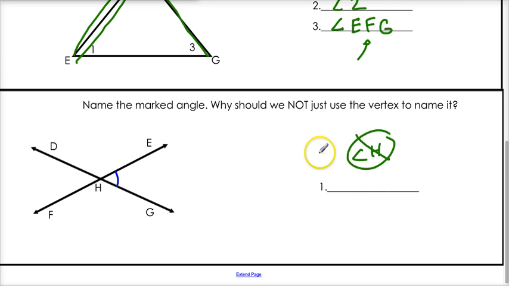In this situation, it's best to use 3 letters, okay? So if I'm specifically looking at this angle right here, all right, that's the marked angle. This is going to be angle, our vertex is H, so that's going to be in the middle. It's going to be E, H, G, and the vertex is in the middle there. H is our vertex.